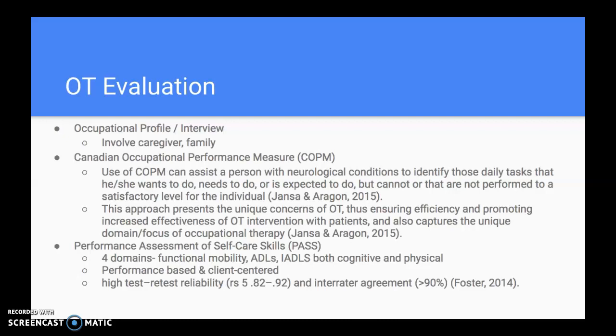Another assessment to consider using during the evaluation process for a client with ALS is the Performance Assessment of Self-Care Skills, or the PASS. It breaks down into 4 domains, which are functional mobility, ADLs, IADLs, and that is even further divided into both cognitive and physical. It's performance-based and client-centered and has great test-retest reliability and inter-rater agreement.